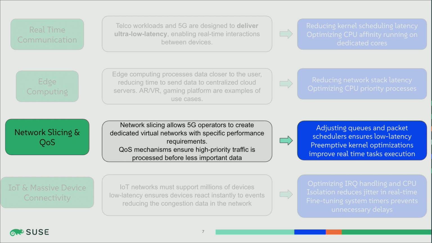We'll also talk about network slicing and QoS. Network slicing allows our 5G operators to create dedicated virtual networks with specific performance requirements, and quality of service mechanisms ensure high priority traffic is processed before less important data. So for instance, making sure that you're giving priority to time-sensitive applications such as voice over IP and video calls over less critical traffic, perhaps somebody's file download in the background. Optimizing queues and packet schedulers minimizes latency, while preemptive kernel enhancements, which is a lot of what we'll discuss, improve real-time task execution.